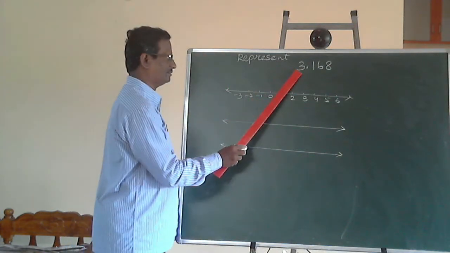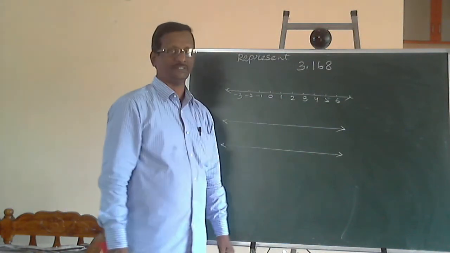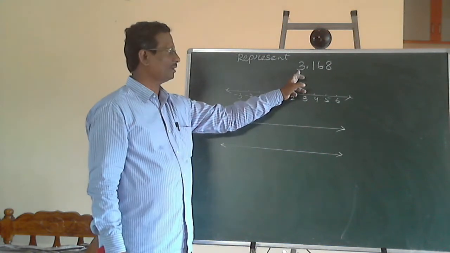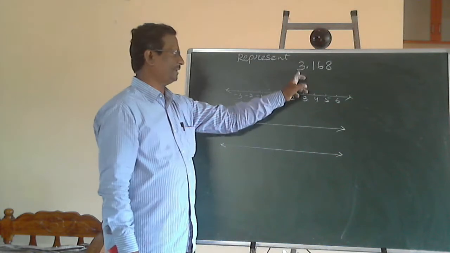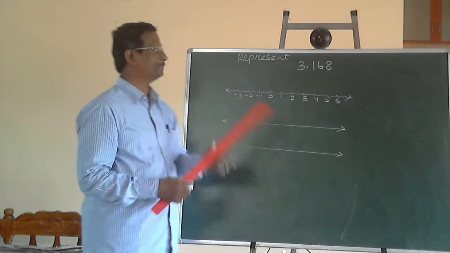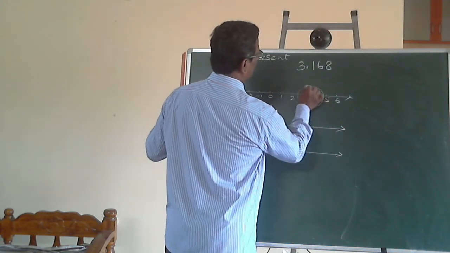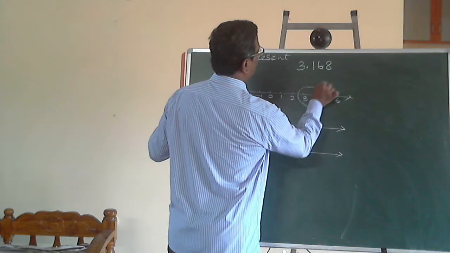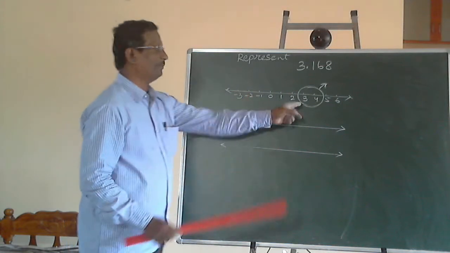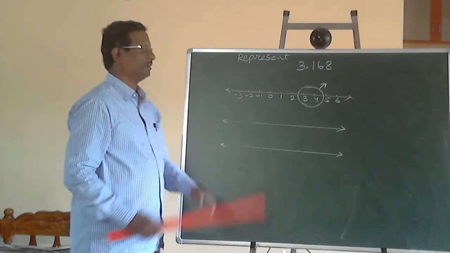This decimal is in between two integers. What are the two integers in between which the decimal comes? 3.168 means definitely more than 3. And since the whole number part is 3 plus something decimal, it's less than 4. Since this lies between 3 and 4, we have to take the part of the number line between 3 and 4, encircle, and this encircled part is magnified. By using the symbol of a magnifying glass, this part of the number line is magnified and seen in the second number line like this.